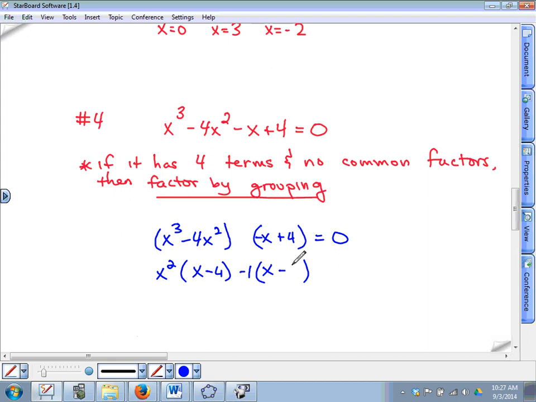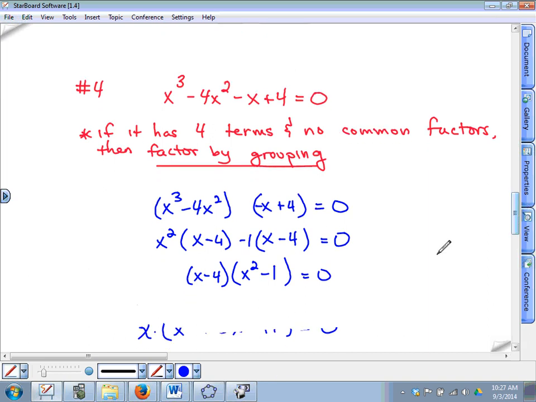minus, why minus? The negative changed the sign in there, exactly, x minus 4. So x minus 4 is one of your factors. The other factor is x squared minus 1. And we keep going like normal.